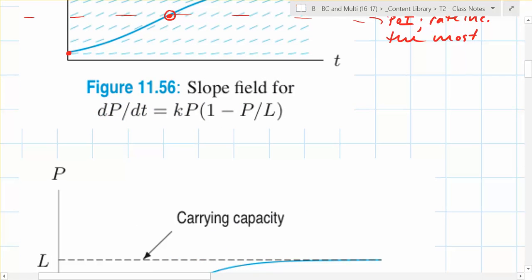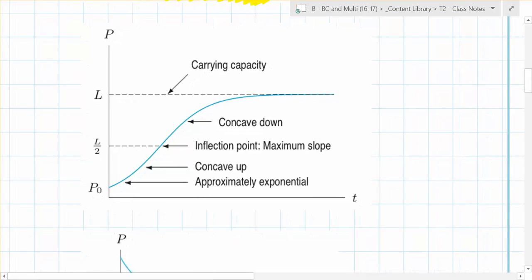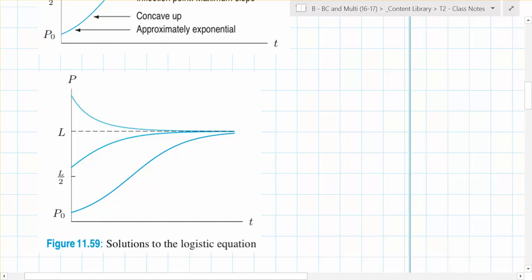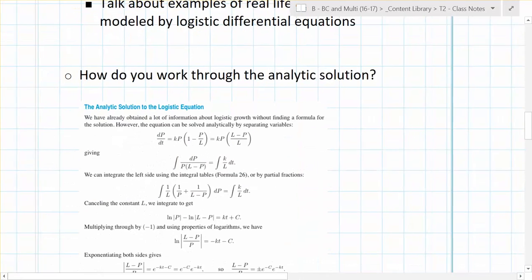This is the general formula for a logistic curve: kP times (1 minus P over L), and we'll explain what those are. So here are those things labeled. We already labeled the carrying capacity. We have concavity changes. We have concave up, approximately exponential, and then you have different solutions. Okay, so the challenge though is this.